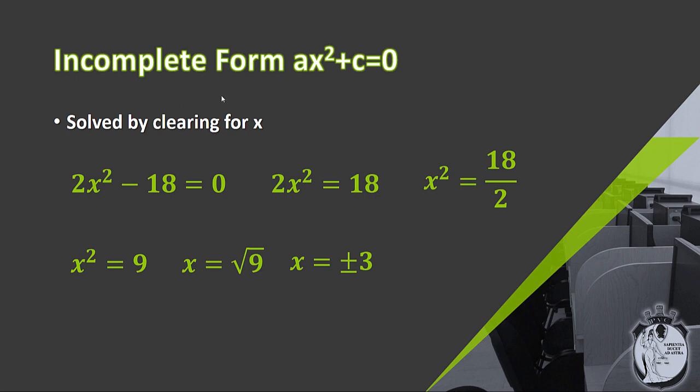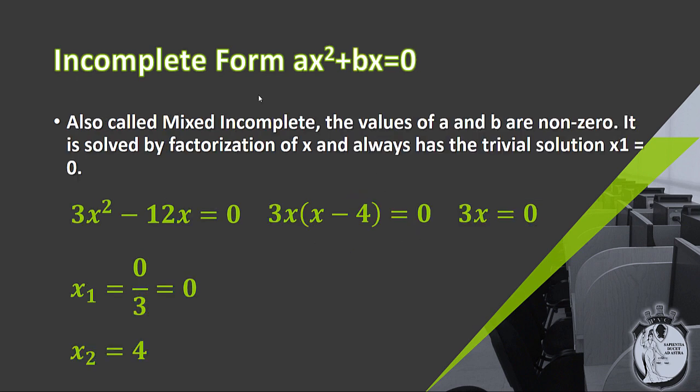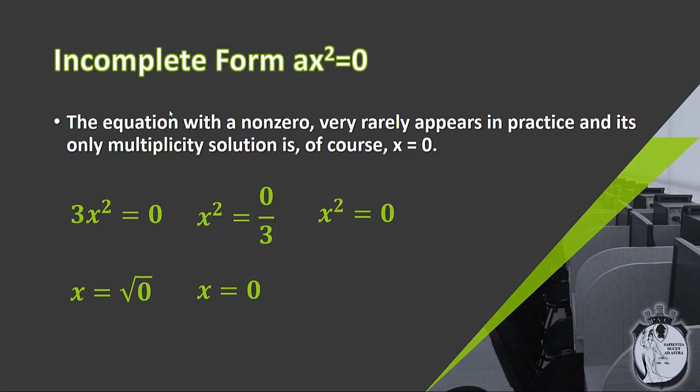If you have the incomplete form ax squared plus c, you only need to clear the variable. If you are working with the incomplete form ax squared plus bx, you need to factorize. And if you are working with an incomplete form ax squared, you only need to equalize it to 0.